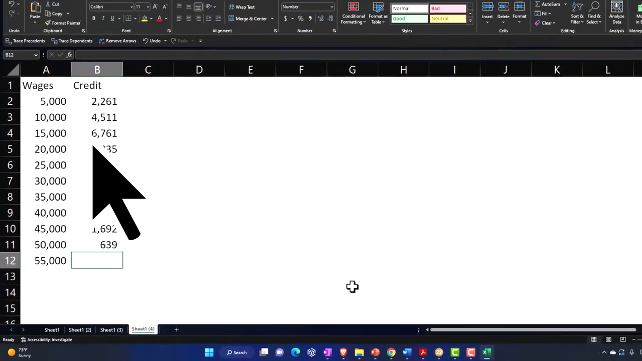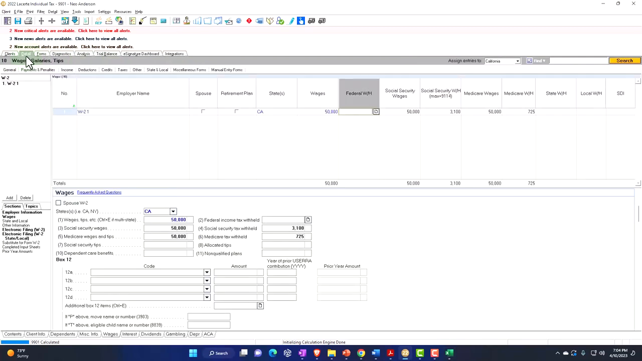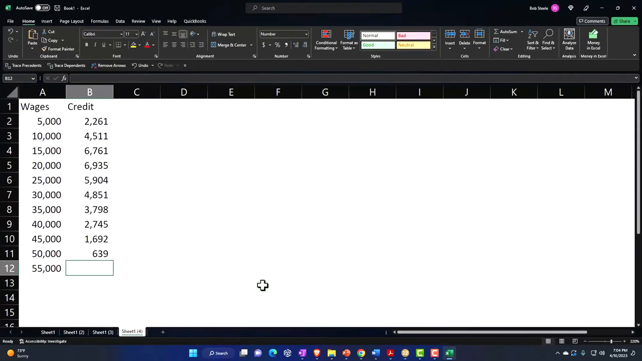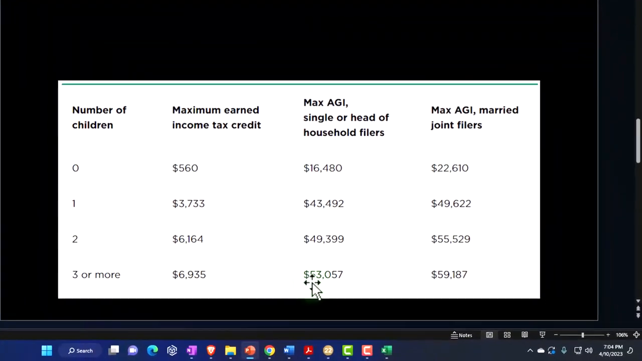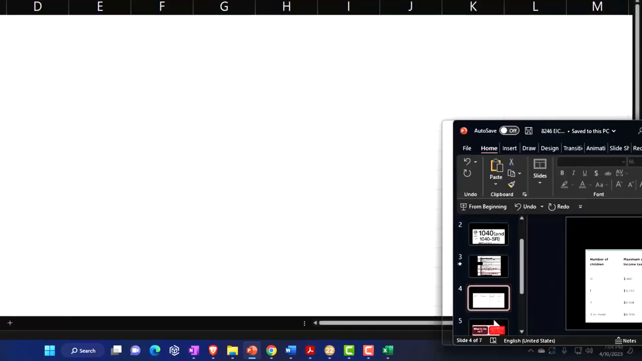55,000 is going to be over the threshold for single. It's higher for married, but it's 55,000. That should be over the threshold, and that should take it to zero. Boom. Okay. So just to get an idea, when you see this graph, it caps out here, but really you're not going to get that full credit at the AGI cap. That's when it goes basically to zero.